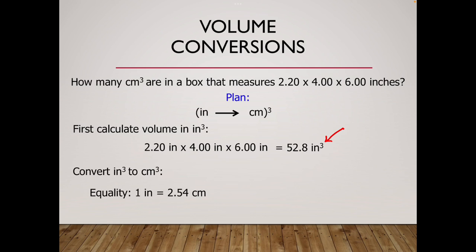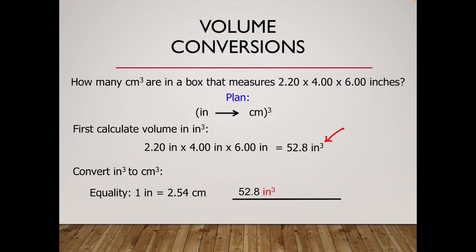Here's our equality. 1 inch is equal to 2.54 centimeters. We know that, right? That's one of those English to metric conversions that I told you I'd give you, and that will always be available to you. We can actually use this equality to convert from inches cubed to centimeters cubed.